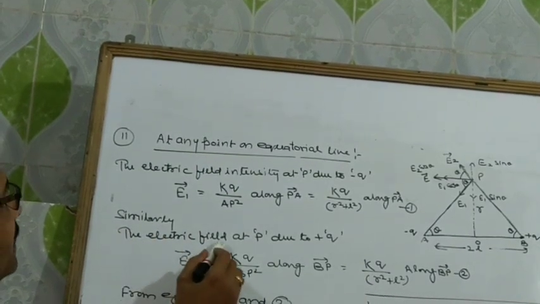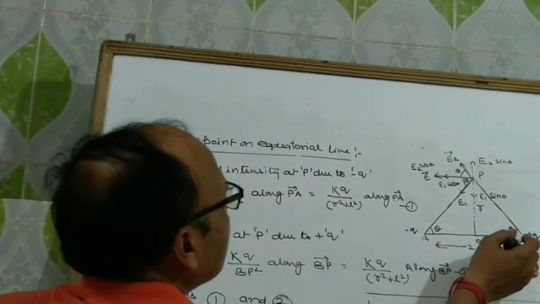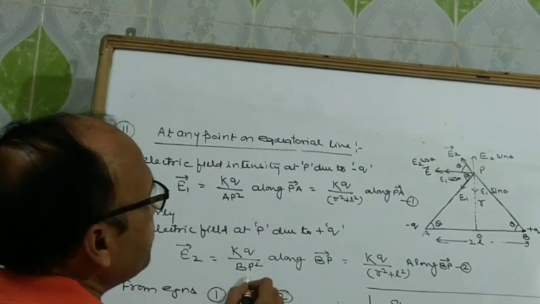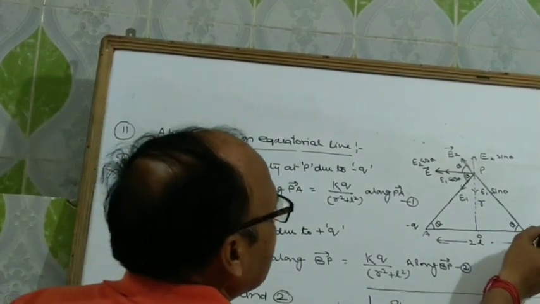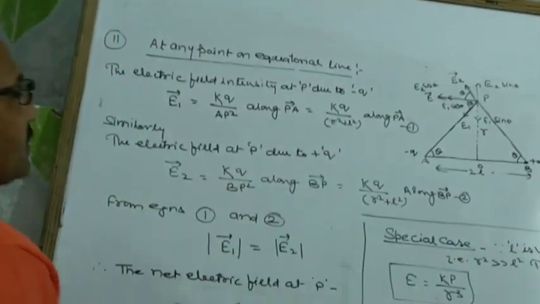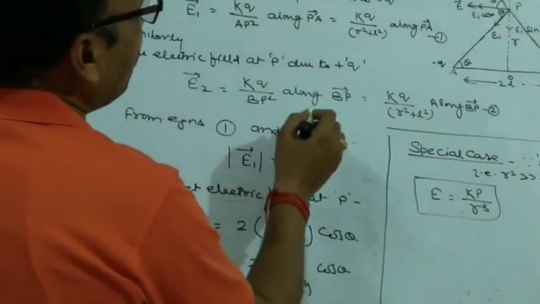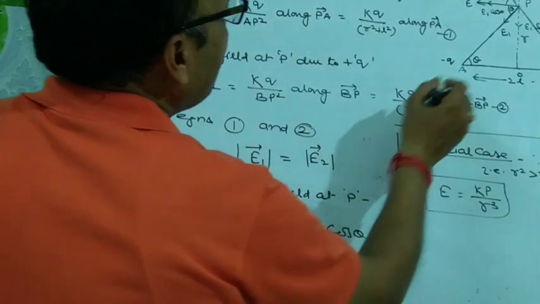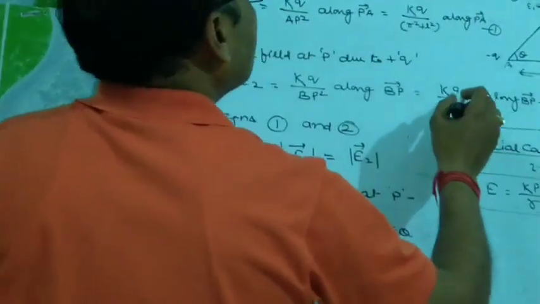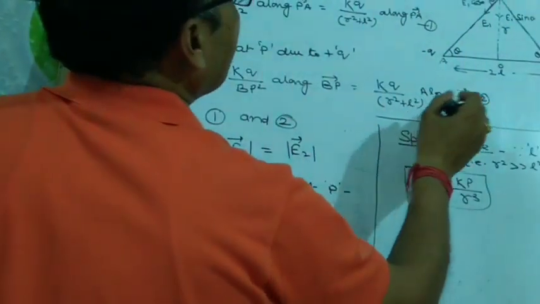Similarly, the electric field intensity at P due to plus Q charge. So this is E2, which will be equal to KQ upon BP square, and this is the positive charge, so the electric field intensity will be away from the charge. So E2 will be equal to KQ upon BP square along BP. The value of BP will be equal to this square plus this square. So KQ upon R square plus L square along BP.